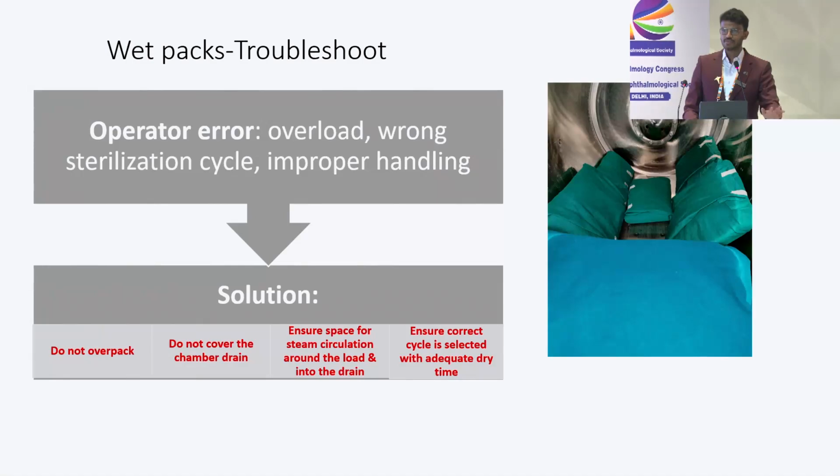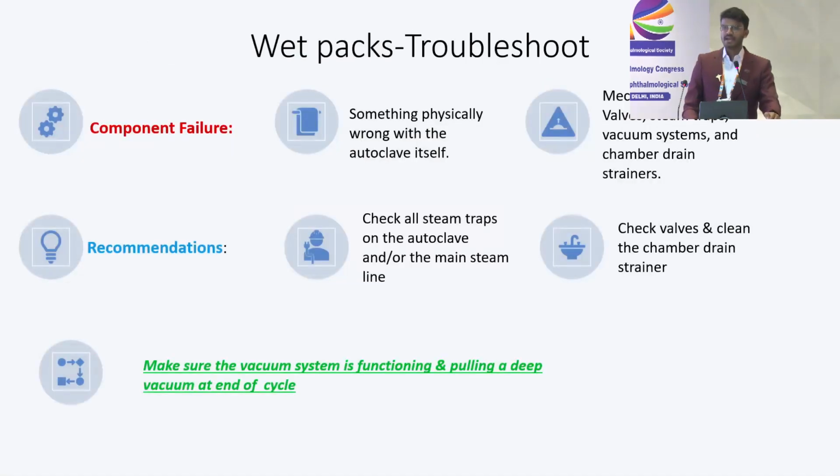So what are the operator related errors which can result in this? Like I discussed, overloading, wrong cycles of sterilization, improper handling, and all these are to be avoided to avoid this wet pack issue. And what if there is a component failure? The way to go forward is to check all the traps of steam on the autoclave, and all the linings and the pipes are in proper condition, and also the valves are functioning properly.